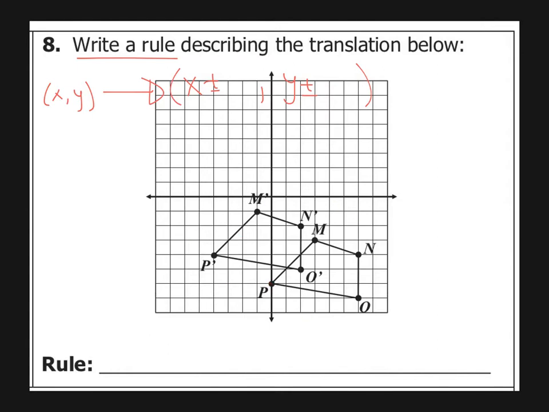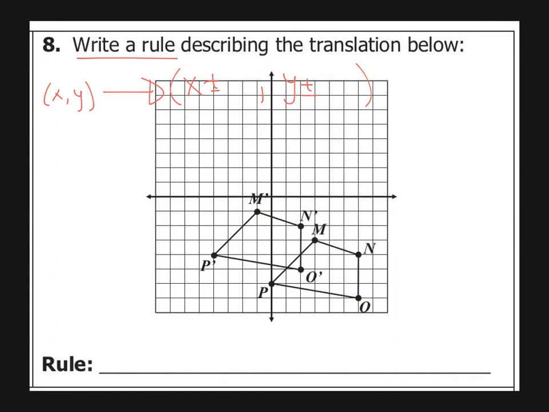Now we see the figure MNOP. That's our pre-image, and I know that because the image M prime, N prime, O prime, P prime has the prime notation. So it looks like this figure went left and up, or up and left. It doesn't matter which one you see first, as long as you get the horizontal values here and the vertical values here. So let's trace out and see what happened.